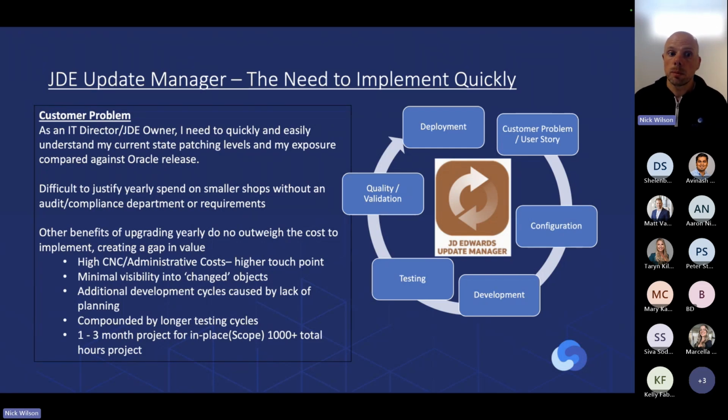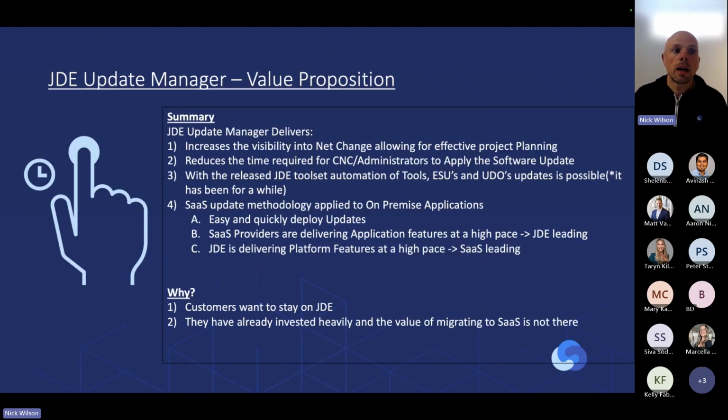And so the JDE Update Manager and its features will be part of this cycle, as well as other JDE features. The value here from the JDE Update Manager side is that it will increase the visibility of the net change, allowing project planning to become more effective, understanding, again, what the scope of the project is in the first part of that project. The second, it also reduces a lot of the manual effort that CNCs or administrators will go through as part of this project, and it will help make their lives a lot easier.